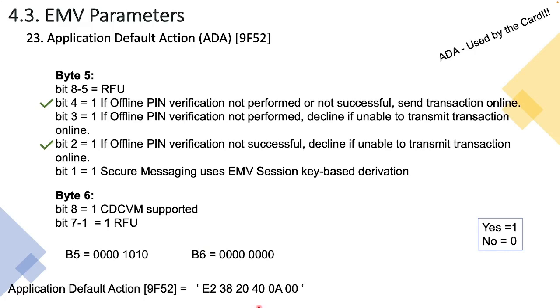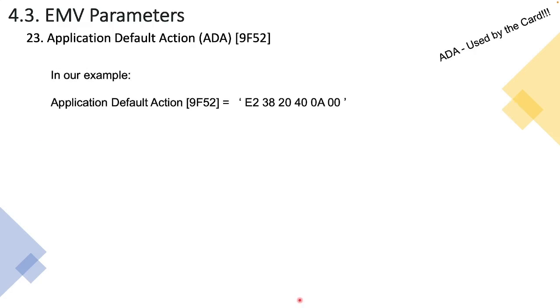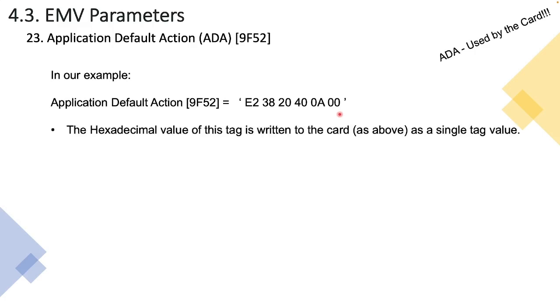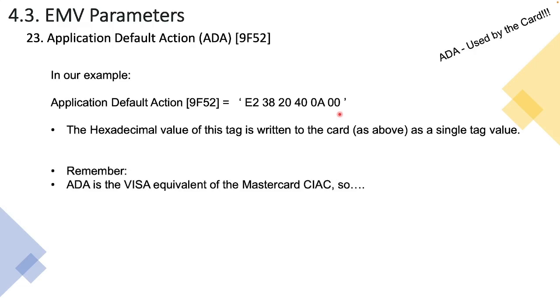So I'm not going to get into it here in this contact training. But at the end of the day, we have an ADA value, tag 9F52, of 6 hex bytes, right? So in the example we've been through, here is the hex value E23820400800. We write it to the card. Similar to the way we discussed before, it's written as a single hex value on the tag 9F52. Remember, ADA is the Visa equivalent of the MasterCard CIAC. So the ADA is used by the card itself.